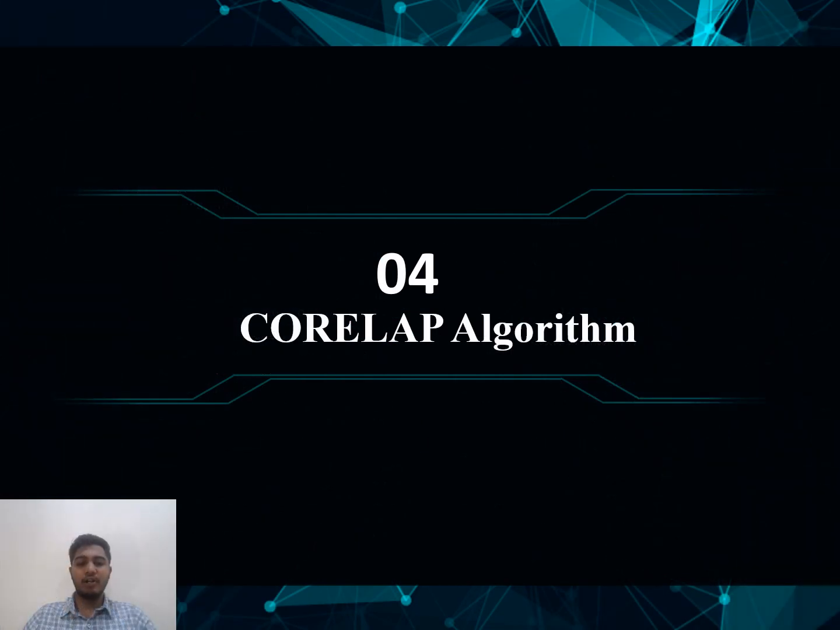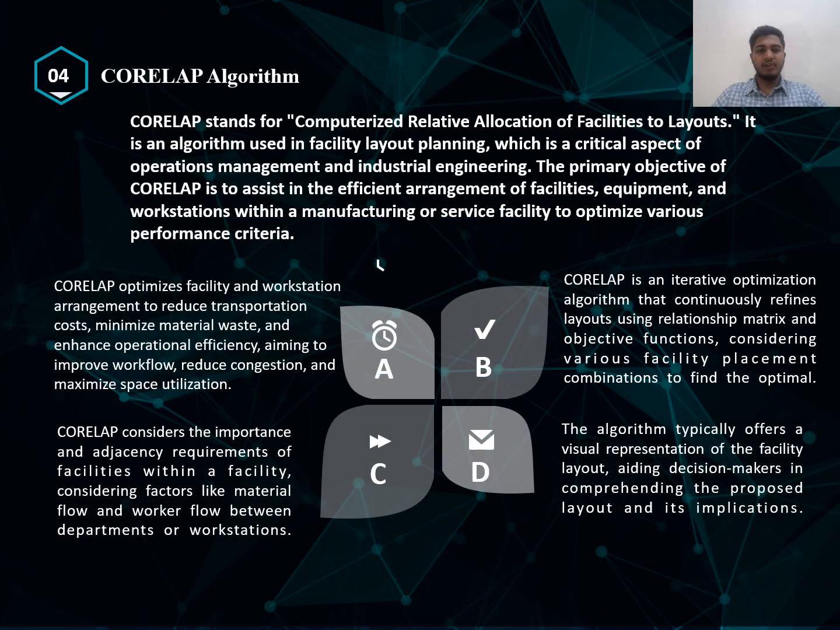Now let's see what the CORELAP algorithm is. CORELAP stands for Computerized Relationship Layout Planning. It is an algorithm used in facility layout planning, which is a critical aspect of operations management and industrial engineering. The primary objective of CORELAP is to assist in the efficient arrangement of facilities and equipment within a manufacturing or service facility to optimize various performance criteria.